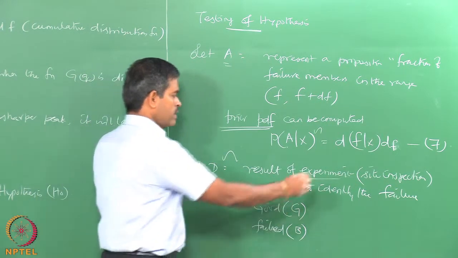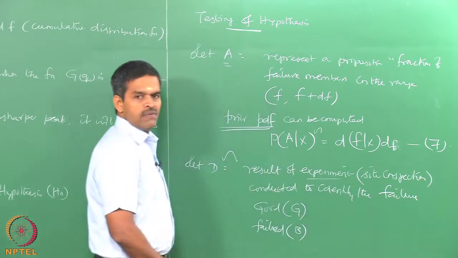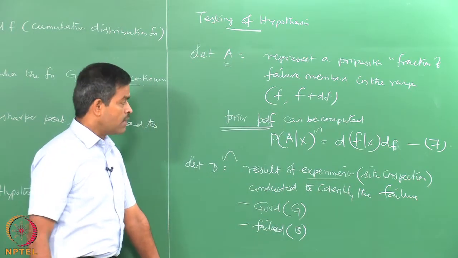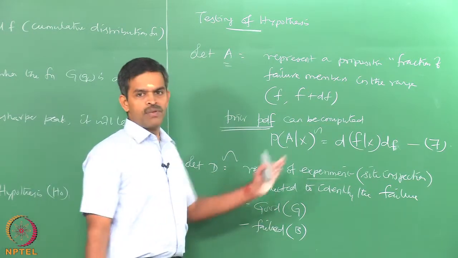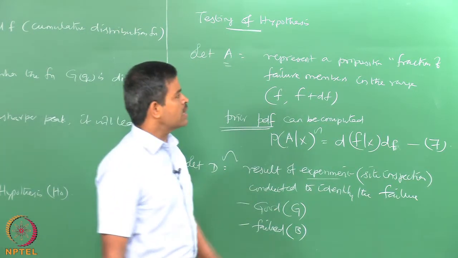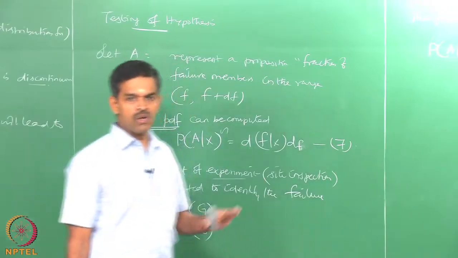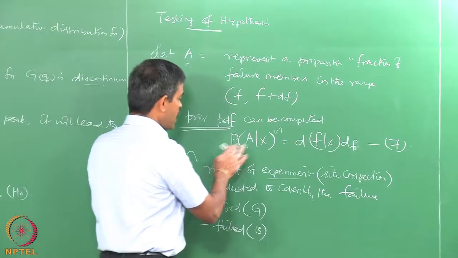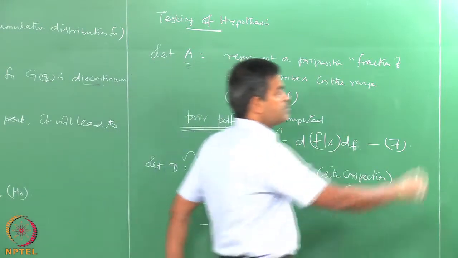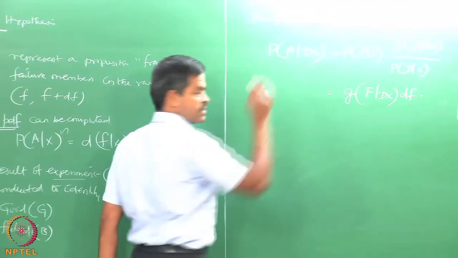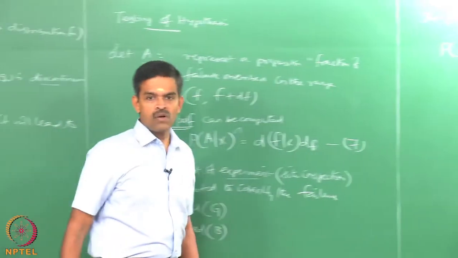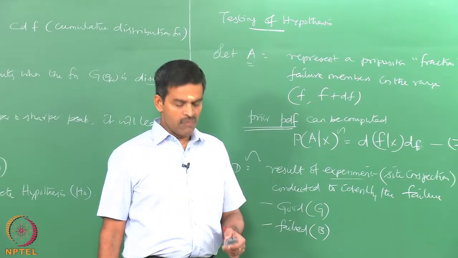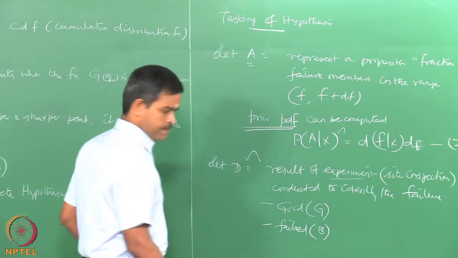Once we conduct the experiments, we have the results; we identified some as good and some as failed. Therefore, we are looking at the posterior information of this. One can very easily see here, this is P of A given x, whereas this is P of A given dx, because D is now the test results conducted on a different set of structures to identify the failed systems.